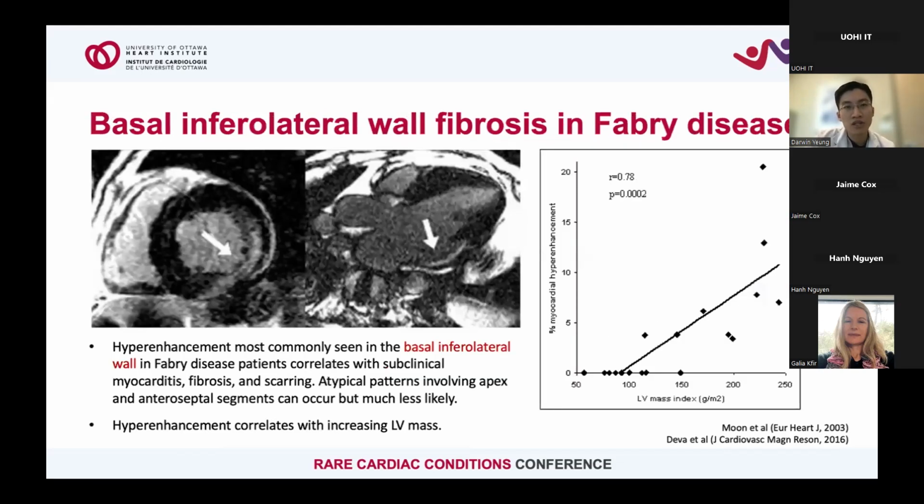That predilection towards the inferolateral wall has also been corroborated by MRI studies that have shown LGE and the formation of fibrosis and scarring in that specific segment. And increasingly recognized again is the involvement of the apex, again, likely related to that apical variant.